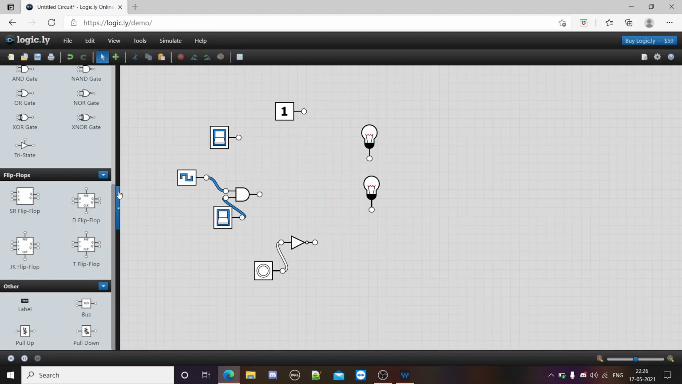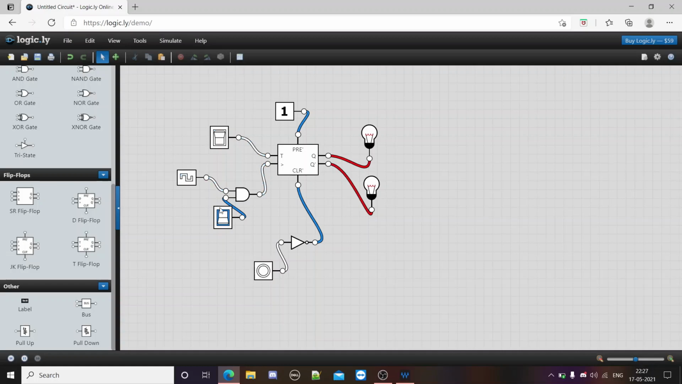Now let us move on to T flip flop, in which both the inputs will be the same. No change in the inputs, just the output. What is the difference between D flip flop and T flip flop is, in D flip flop the other input is given as the inverse of the first input. Here we'll give both the inputs the same.